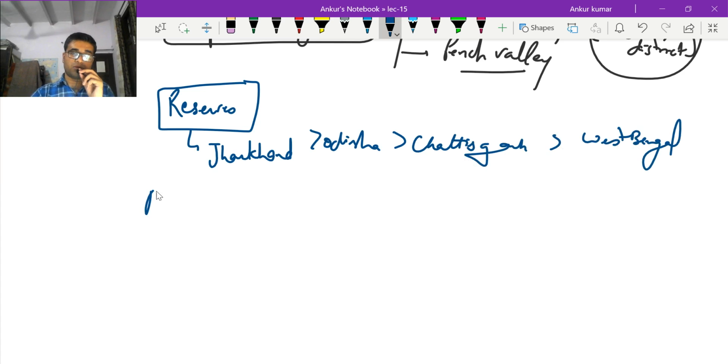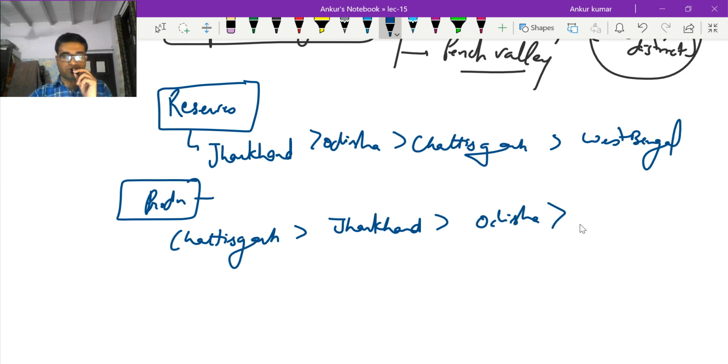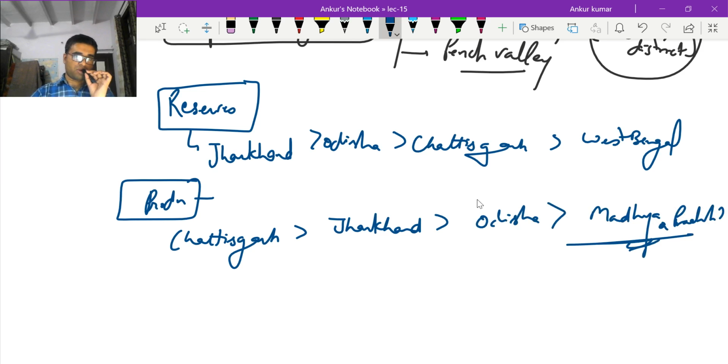And when it comes to production, Chhattisgarh is the largest producer of coal. After Chhattisgarh, it is Jharkhand. After Jharkhand, it is Odisha. Right. Okay, and after Odisha, it is Madhya Pradesh. So this is the production order. So this was all about coal.